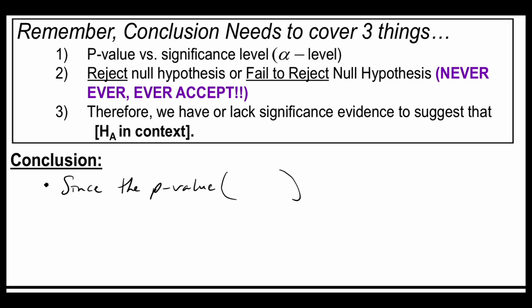And then we're going to put the p-value. What was the p-value again? 0.0260. Good. And then we're going to compare it to the alpha level or the significance level. What was the significance level on this one? So is this one less than or greater than? Okay, so we're going to put less than alpha level of 0.05. That's one thing.